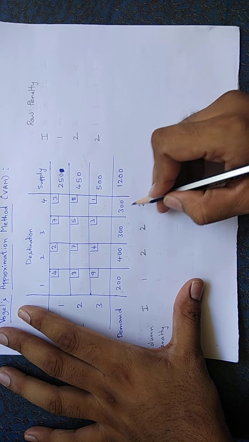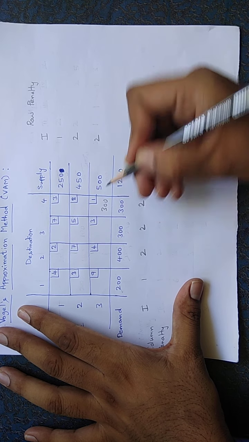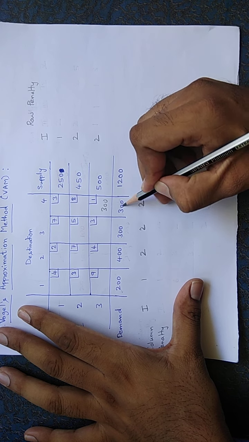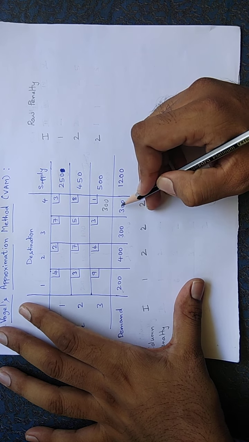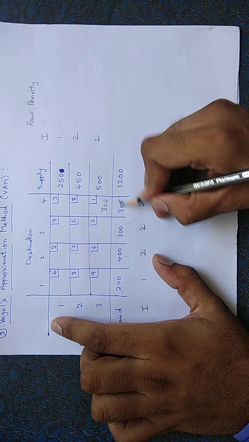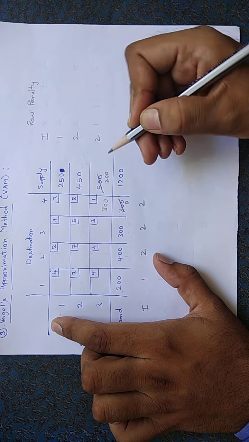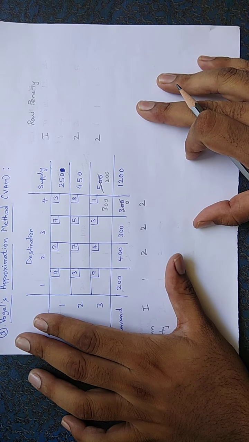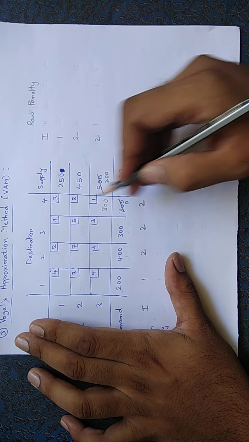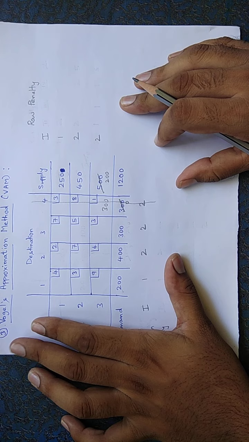Which is the least cost? Here, the least cost is 1, but the minimum of 300 and 500 is 300. So we have allocated 300 for this cell. So this becomes 0 and this becomes 200. So the demand for this destination is over, so we will just eliminate this column.